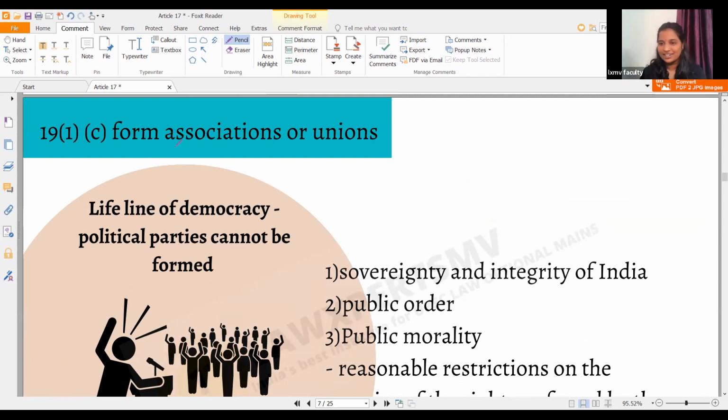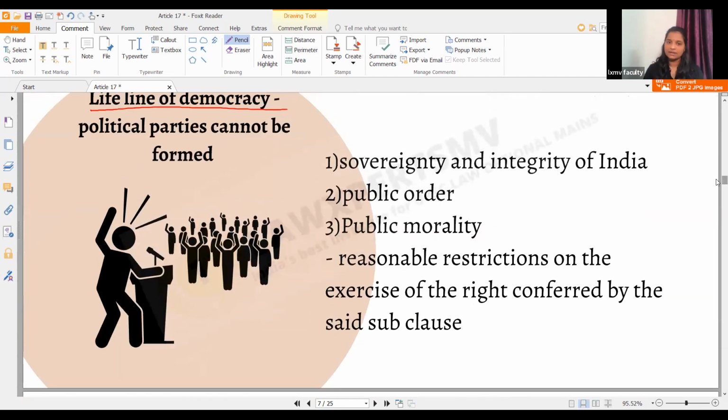So if at all it is there, once you assemble, what is human nature? It is to form associations and unions, and talk with each other. So that's your next freedom. Again, this association is the lifeline of democracy, because these unions are the names given to political parties, right? So without these unions, there is no democracy at all. So it is so important. Now, under what grounds can it be restricted? Under these grounds. Okay, now we'll move on.